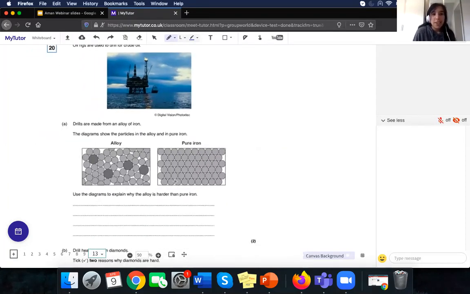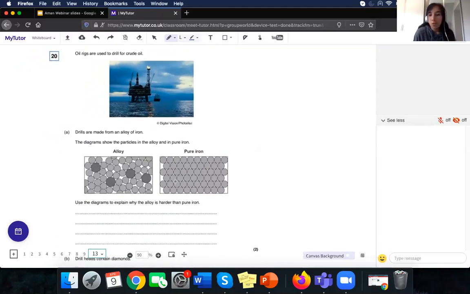Okay. So oil rigs are used to drill for crude oil. Drills are made from an alloy of iron. The diagrams show the particles in the alloy and in pure iron. Use the diagrams to explain why the alloy is harder than pure iron. So remember, when we were going through alloys, I said that the main thing all the exam boards want you to know about alloys is that they are harder than iron. I've explained some other properties just in case it comes up, and also for your general understanding, but the main one you need to know is why alloys are harder than iron.